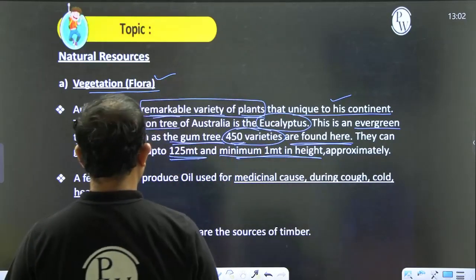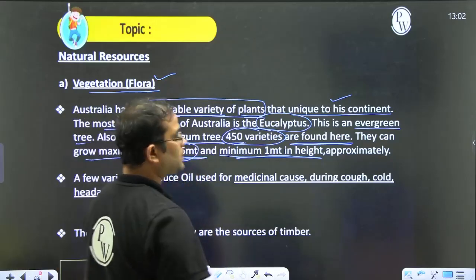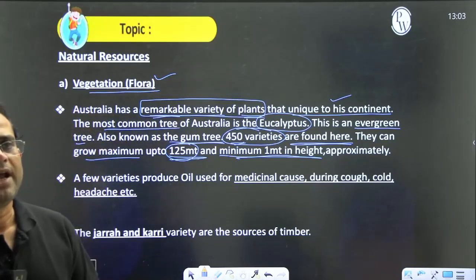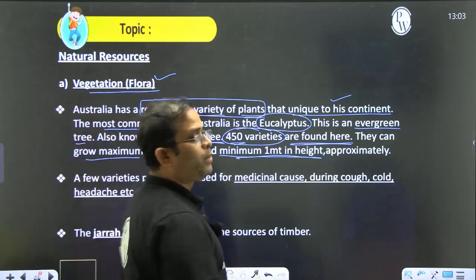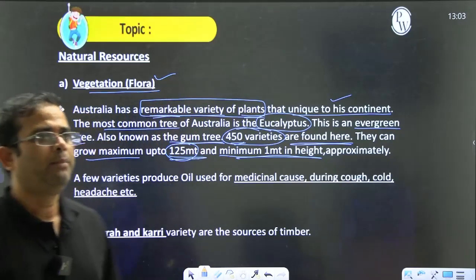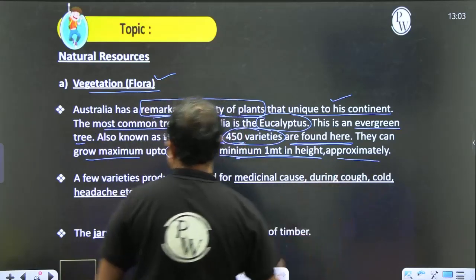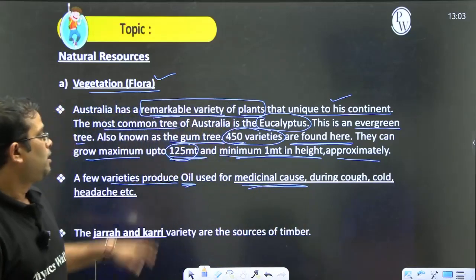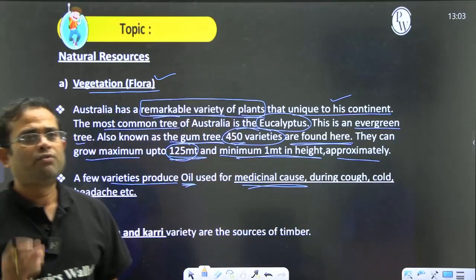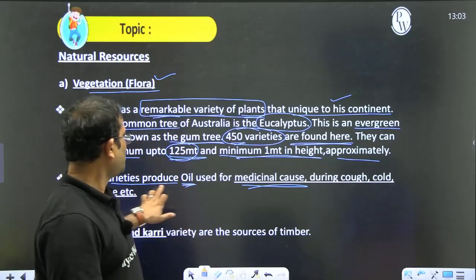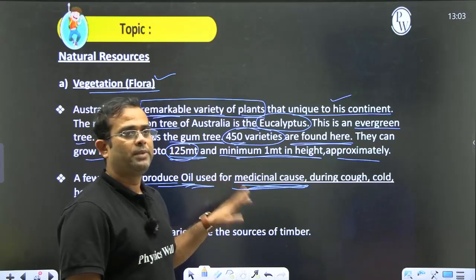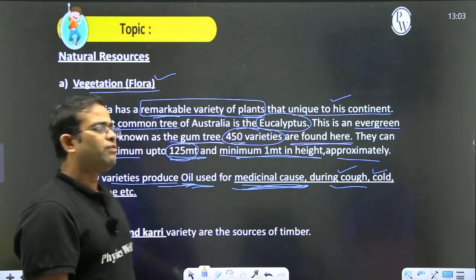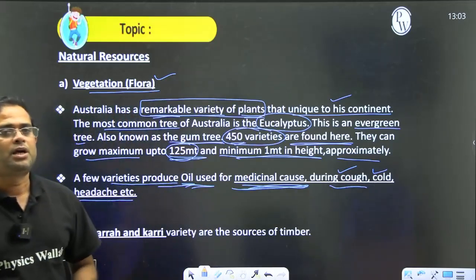They grow to a maximum of 125 meters in height, and a minimum of approximately 1 meter. A few varieties produce oil used for medicinal purposes. Among the 450 varieties, a few produce oil that is used mainly for cough, cold and headache.